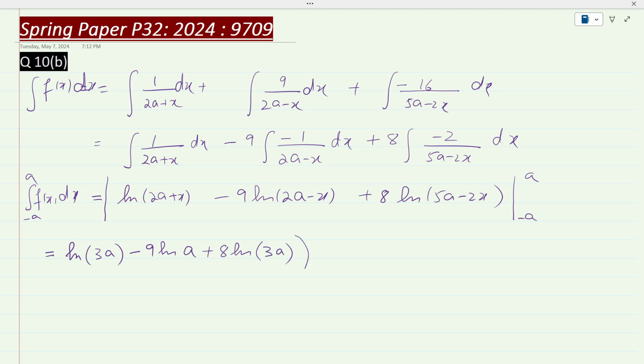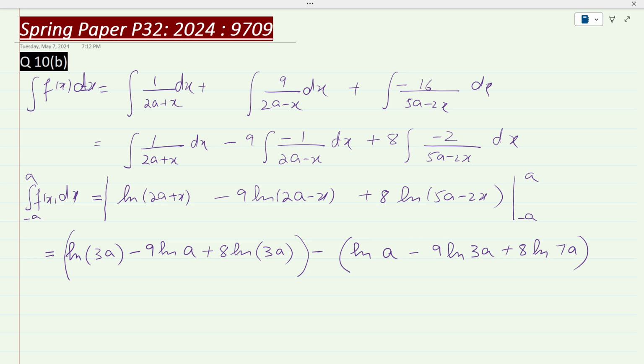This whole thing is the upper limit. Then minus a is the lower limit. So ln of 2a minus a, ln a, plus, minus minus plus, so it's negative, so it's minus 9 ln 3a, then plus 8 ln of 5a plus 2a, that is 7a. Now we have substituted the limits successfully.